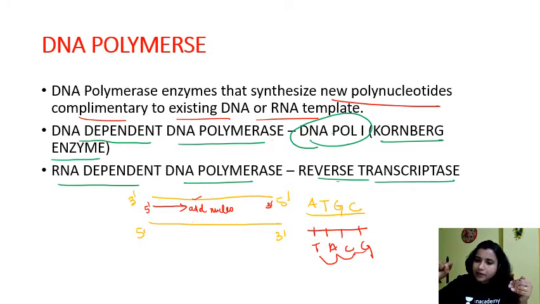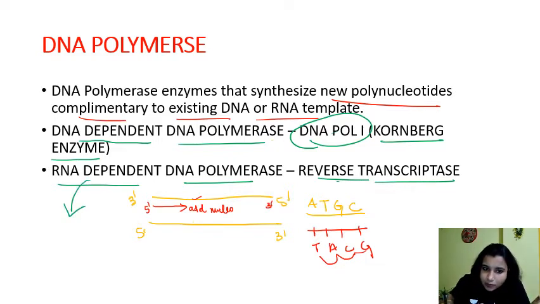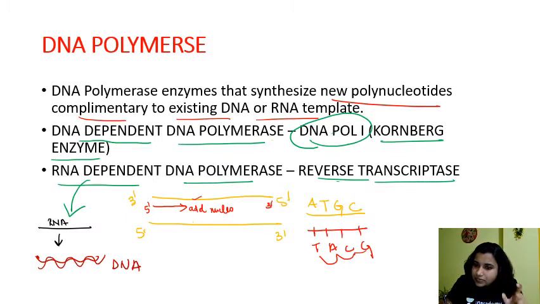There is another polymerase enzyme which we call RNA dependent DNA polymerase. Suppose this is RNA. This enzyme will synthesize DNA from the mRNA. This RNA dependent enzyme helps in the synthesis of DNA from mRNA. As it is producing DNA from mRNA or RNA, we call it RNA dependent DNA polymerase. Its name is reverse transcriptase.